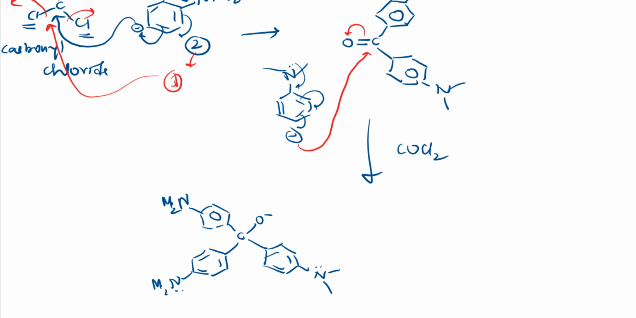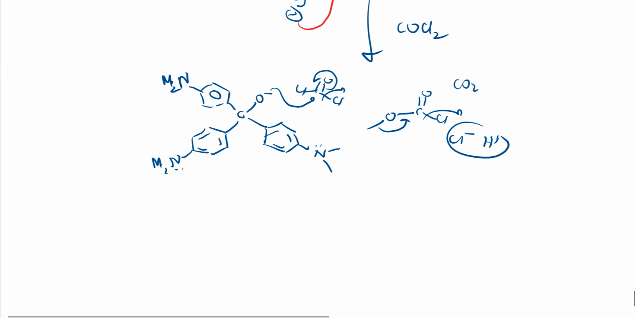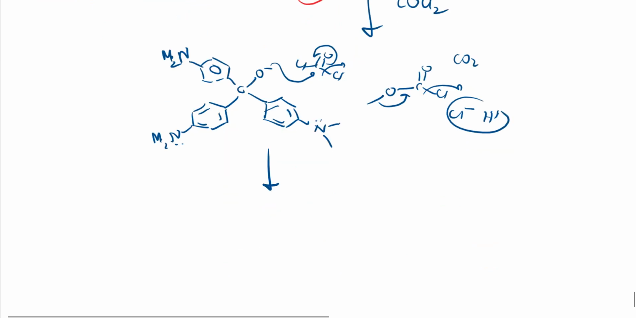Now COCl2, carbonyl chloride, is there. It takes this bond like this, one chlorine leaves, and we get OCOCl. Then this bond moves and it goes as carbon dioxide, and Cl minus reacts with some H plus to form HCl. This oxygen, the carbon took it and went as carbon dioxide and HCl gas.